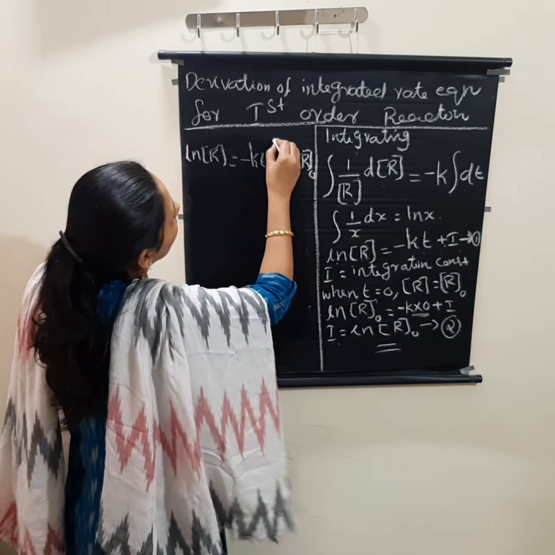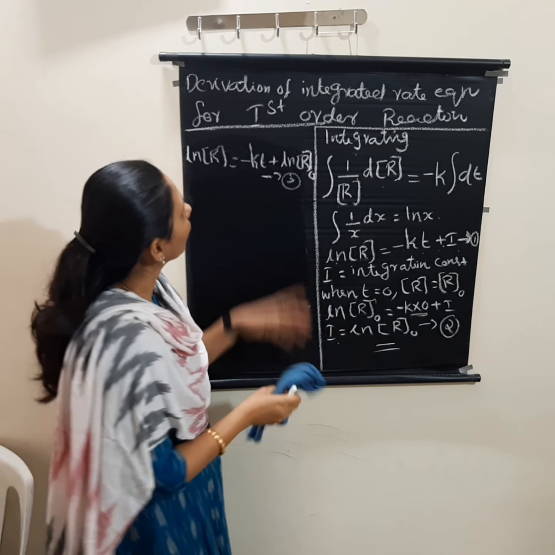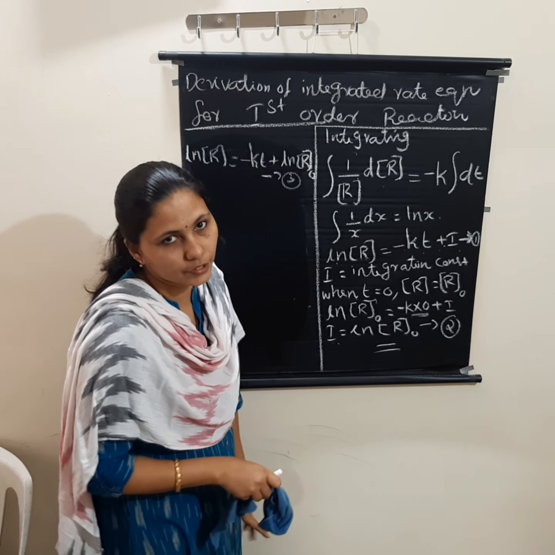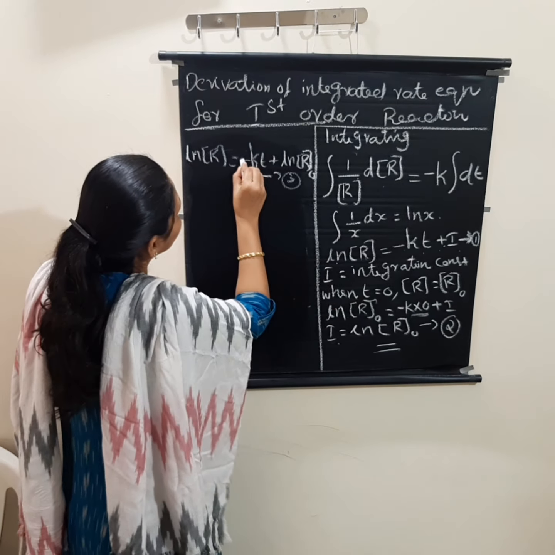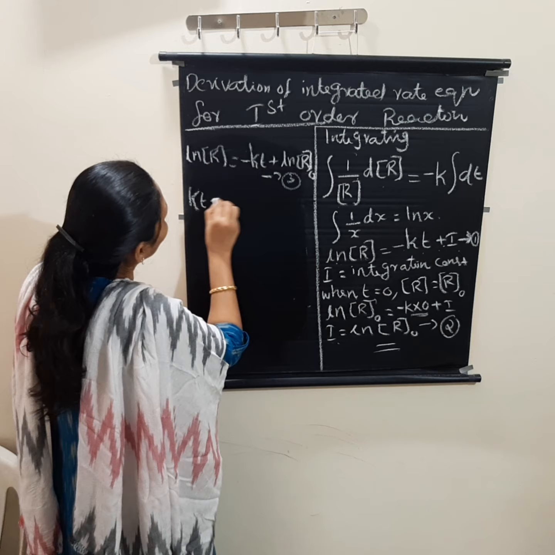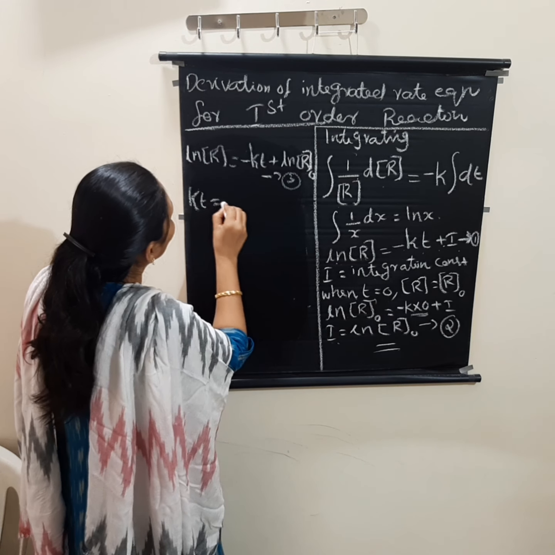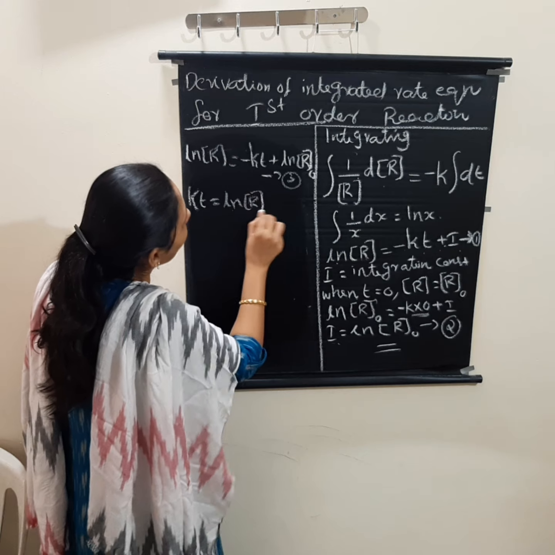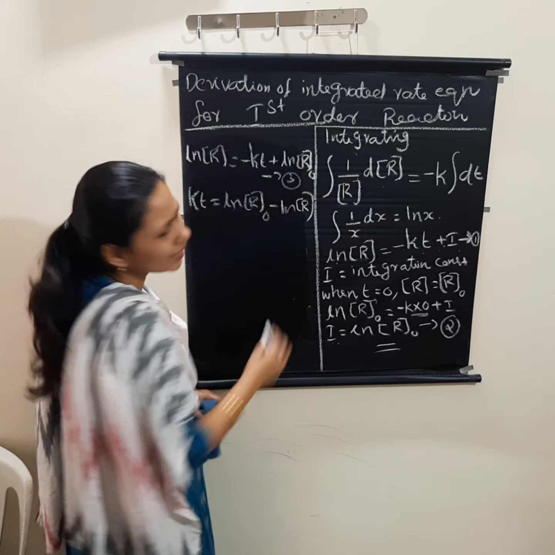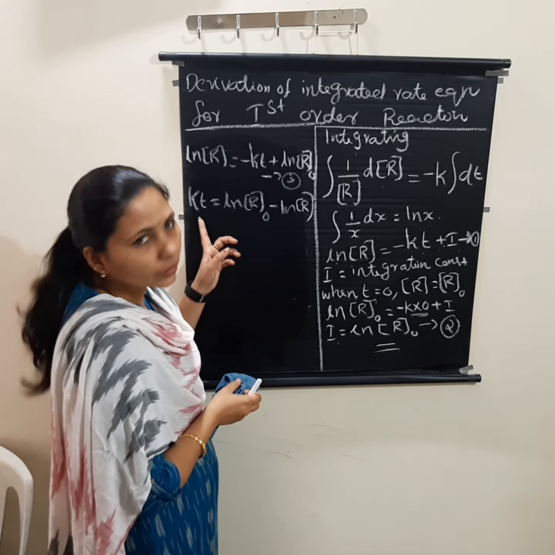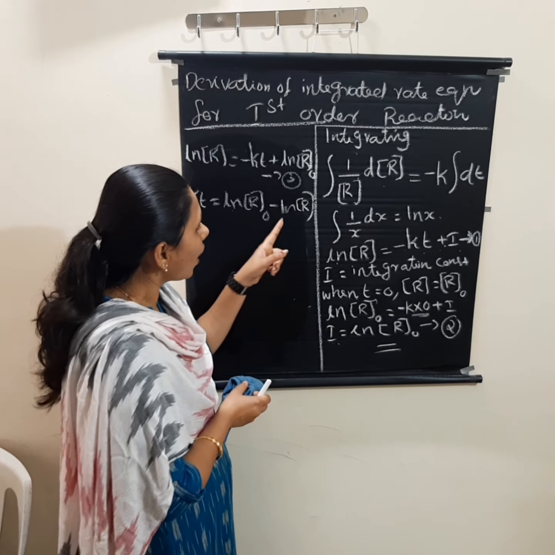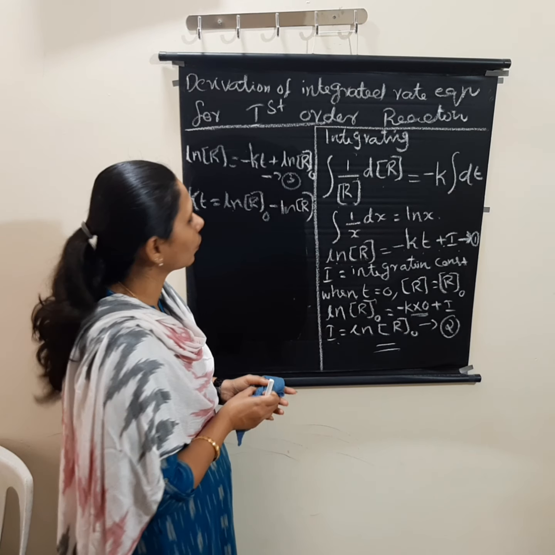This is known as equation 3. So ln concentration of R equal to minus Kt plus ln R0. Clear? Then just rearranging this equation, taking Kt to the left side, the minus sign will go. So Kt equal to ln concentration of R0 minus ln concentration of R.